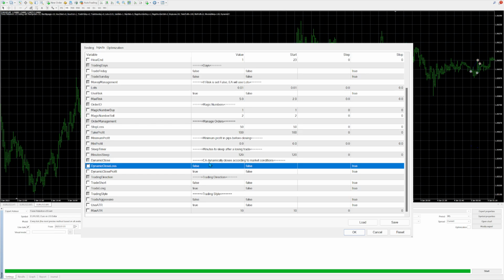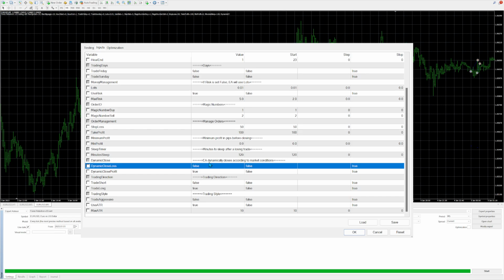However, with the Forex Robotron EA, it has this dynamic close condition which uses a combination of technical indicators and price action analysis just to determine if it's a good idea to exit a position regardless of the stop loss or take profit level being hit. Okay, and this is one of the things that sets it apart from other EAs that just rely on fixed levels all the time. That being said, the dynamic closing loss is set to false by default.